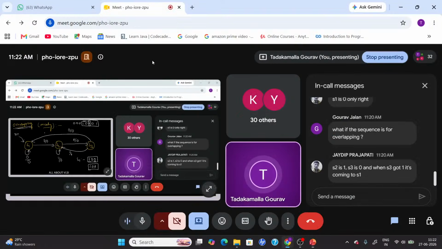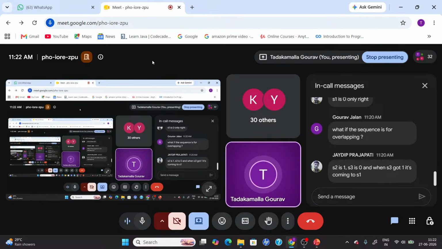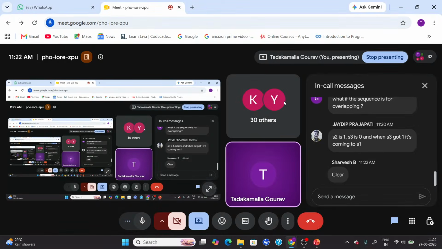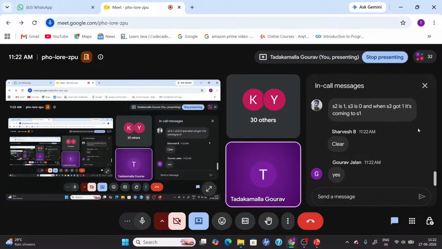Is this clear for everyone? S2 is 1, S3 is 0, and when S3 got 1, it's coming to S. Is this clear for everyone? This particular sequence? Yes. Okay. Great.